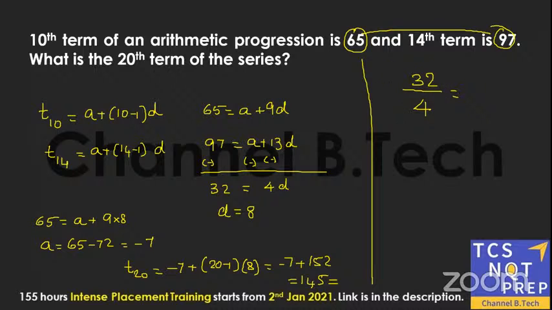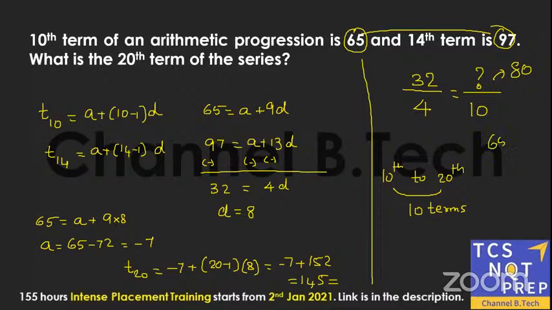Okay. Now, from 10th term to 20th term, how many terms will increase? 10 terms, right? From 10th term to 20th term, 10 terms will increase. For 4 terms, the increase is 32. For 10 terms, how much will be the increase? So when you simplify this, you will get 80 for this value. So to the first value, add this 80, you will get the answer.